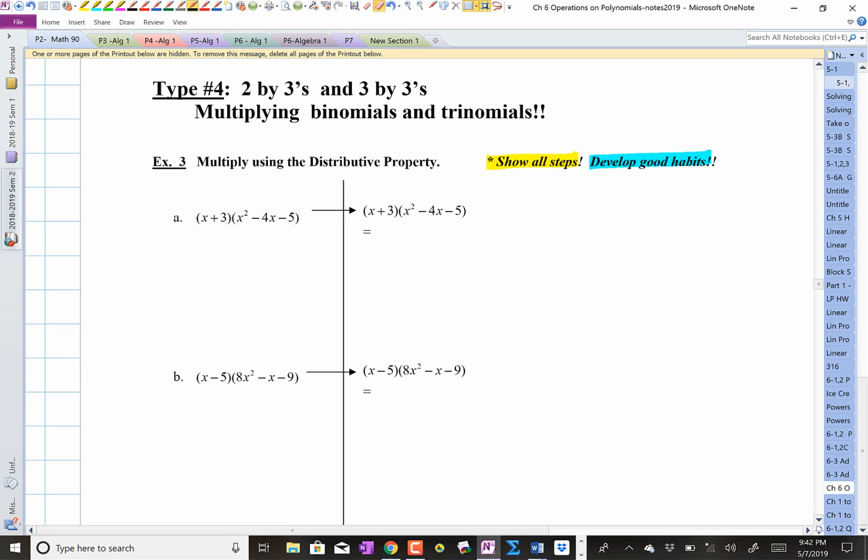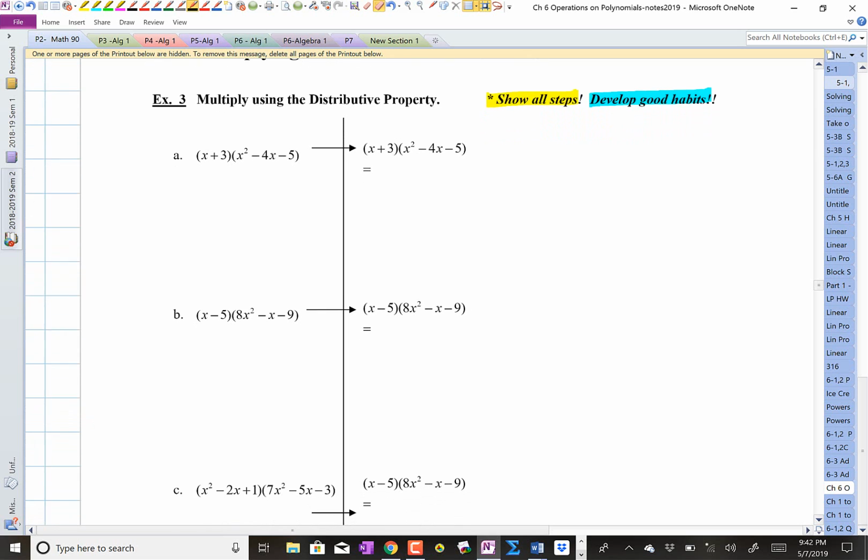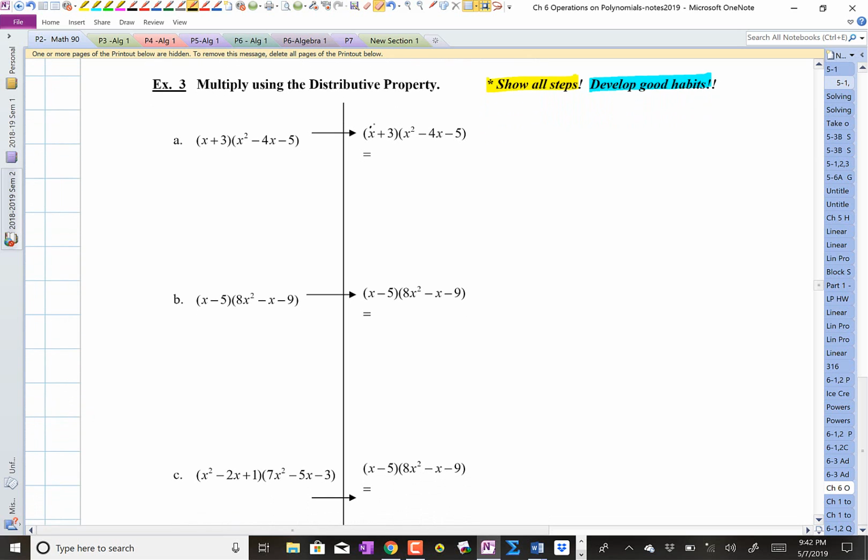So let's distribute the x through first. Let's go slow. So we got x times x squared. Here we go. x times x squared is x cubed, because 1 plus 2 is 3. You add exponents.